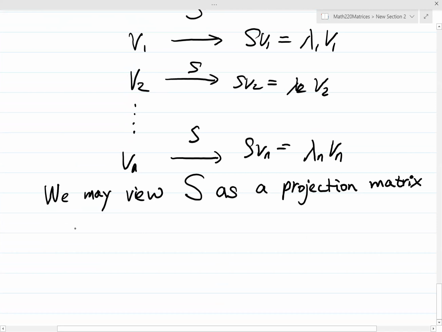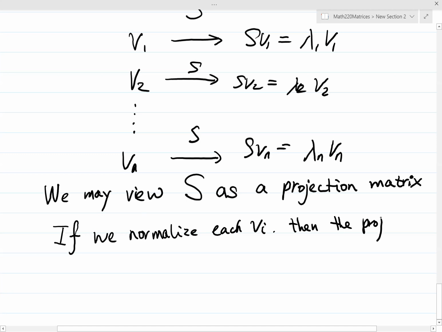If we choose the eigenvectors V1, V2 to be unit vectors, that is, if we normalize the eigenvectors Vi to make them unit vectors, then the projection onto V1 is P, which is V1 times V1 transpose. Okay, V1 times V1 transpose.